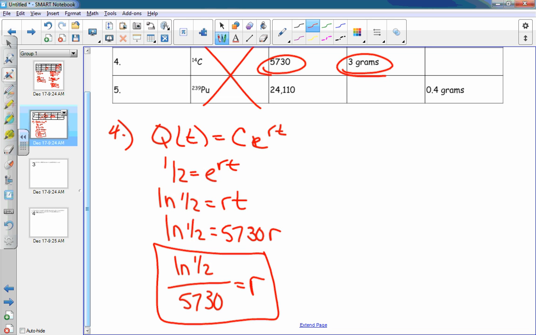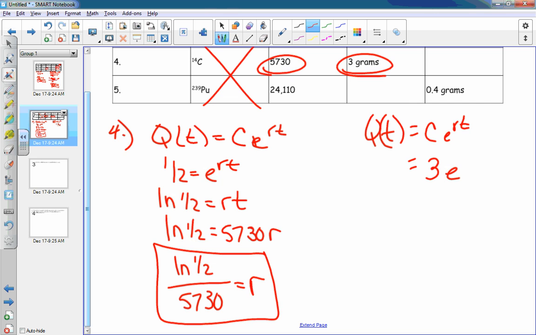So if that's my rate, all I have to do is simply what? Plug and chug. Okay? So after you find your rate, then how do I find the other thing? Plug and chug, right? Q of t is equal to Ce^(rt). I know my initial is 3.